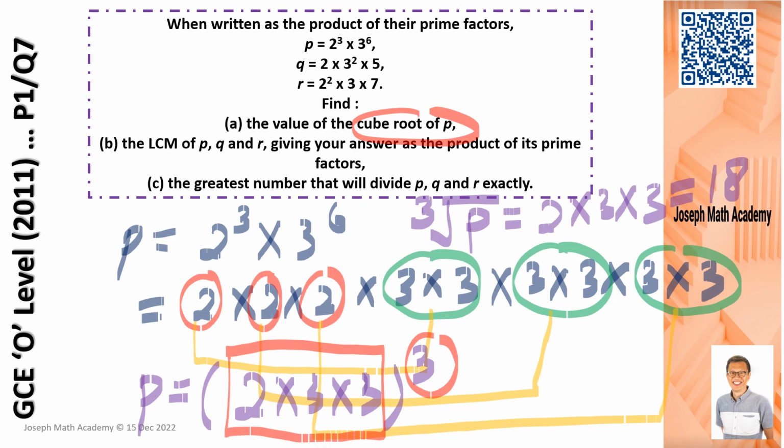Let's move on to part B. In part B, we need to use the values of the answers from A.